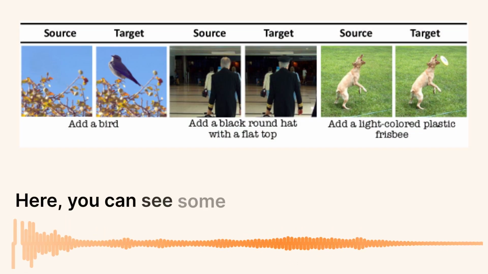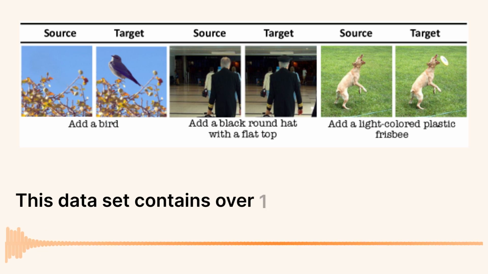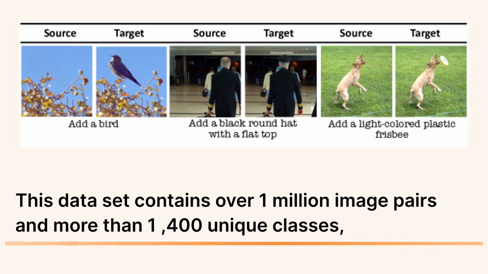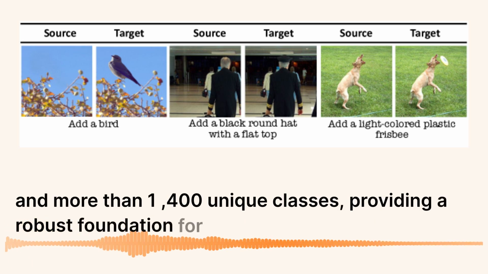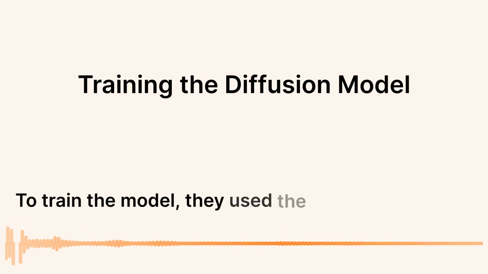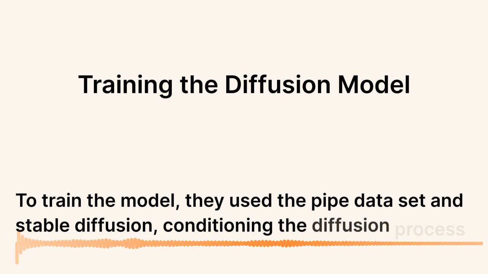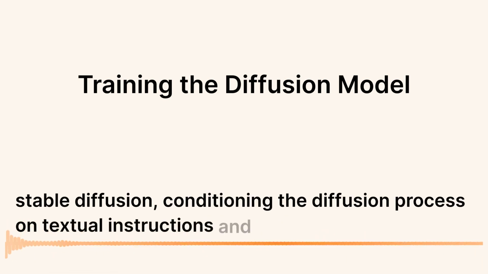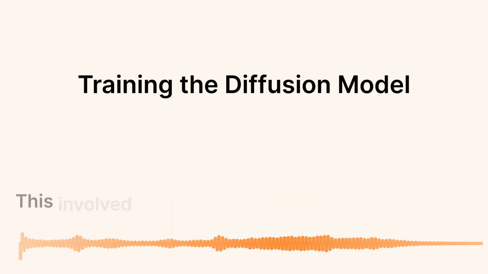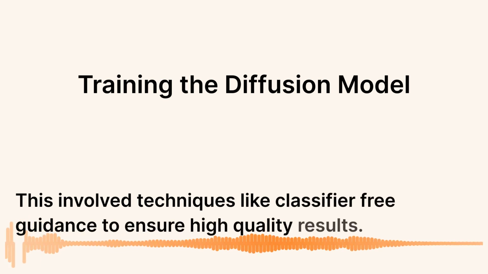Here, you can see some examples from the PIPE dataset. This dataset contains over 1 million image pairs and more than 1,400 unique classes, providing a robust foundation for training and evaluation. To train the model, they used the PIPE dataset and Stable Diffusion, conditioning the diffusion process on textual instructions and the input image itself for precise editing. This involved techniques like classifier-free guidance to ensure high-quality results.